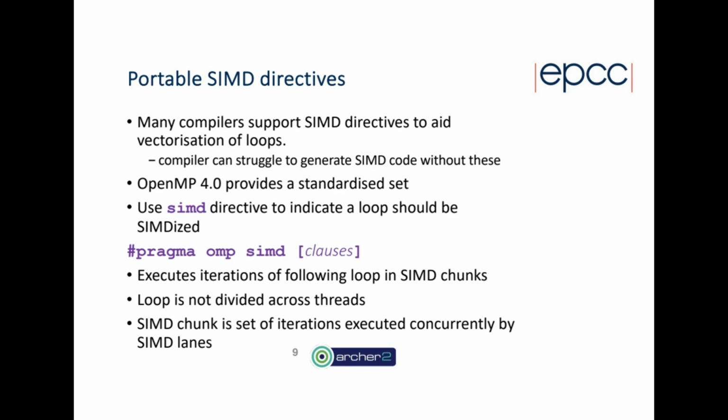Okay, so next one is the portable SIMD directives. A lot of compilers support their own set of SIMD directives to help the compiler vectorize loops. In general, compilers can struggle to generate SIMD or vector code without some hints, or without the programmer specifying some additional information about the code. The compiler can find it very difficult to determine whether it's safe to use vector instructions.